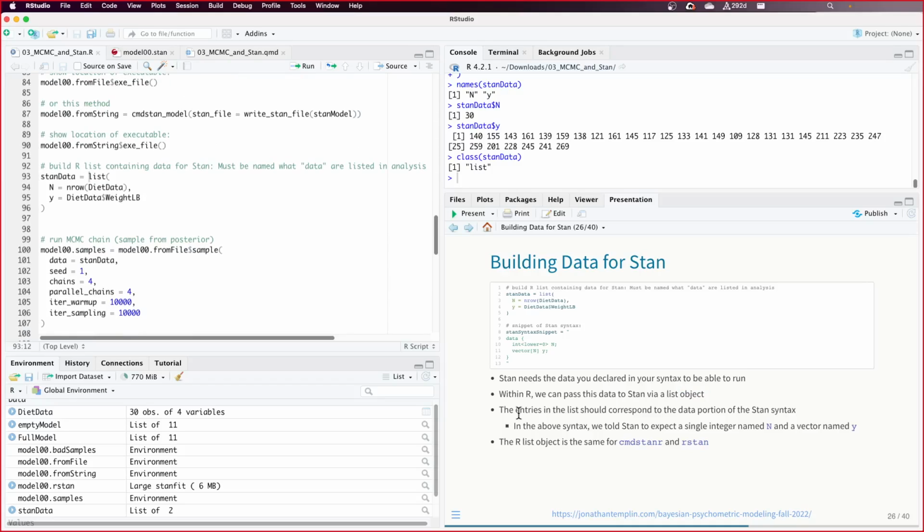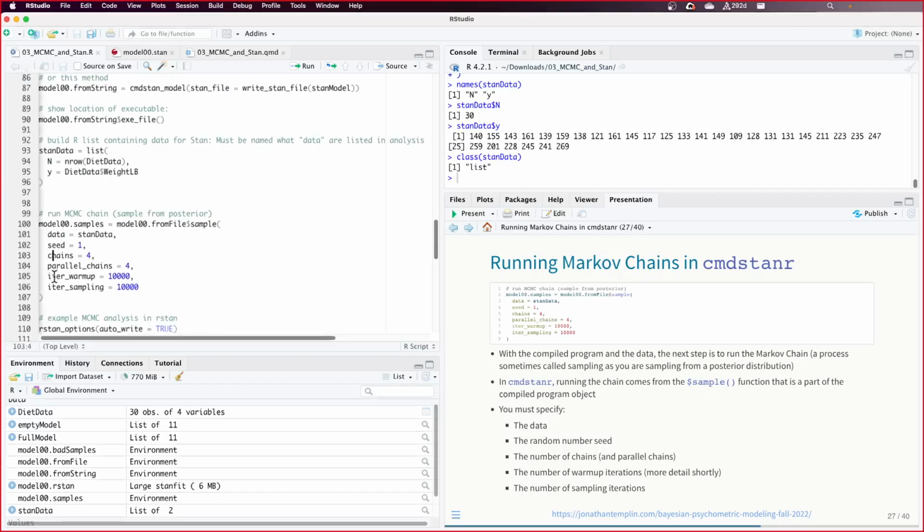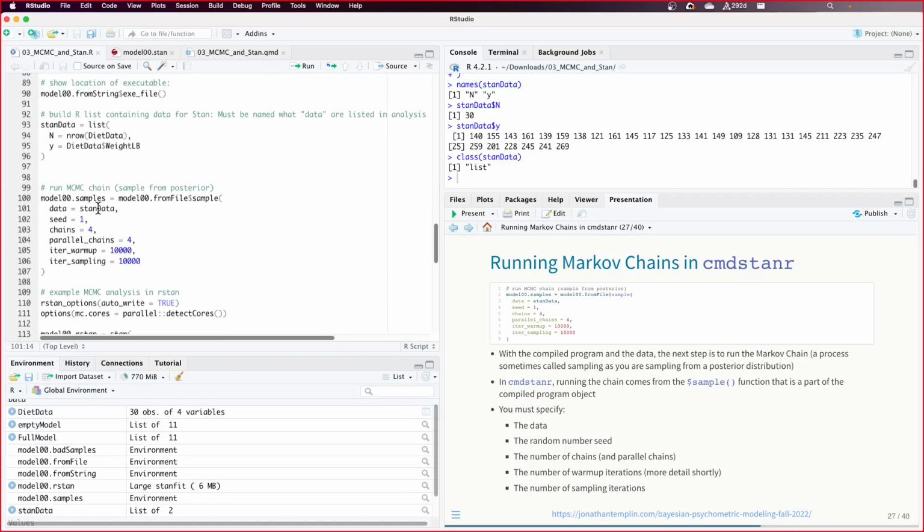Questions? All right. So now comes the fun part. Believe it or not, all of that it took before we could run the Markov chain. But now we have the Stan data, we have the compiled executable, we have the Stan syntax, all that stuff has been done. We can tell it, hey, we would like you to go and run a Markov chain.